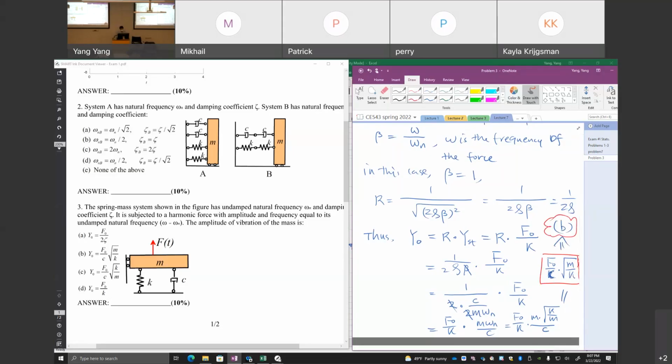In order to answer that question, I will make you know about the response factor between the amplitude of the dynamic response and the static response.